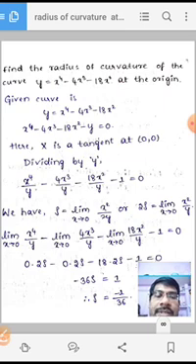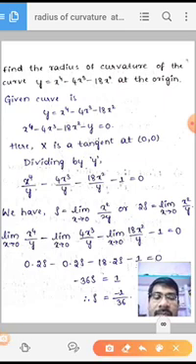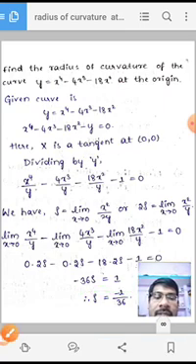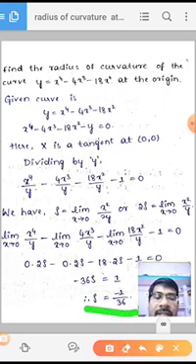Here we know the rho is equal to limit x tends to 0 x square by 2y. The 2 rho is equal to limit x tends to 0 x square by y. You have to substitute it and simplify it. Minus 36 rho is equal to 1. Here rho is equal to 1 by 36.